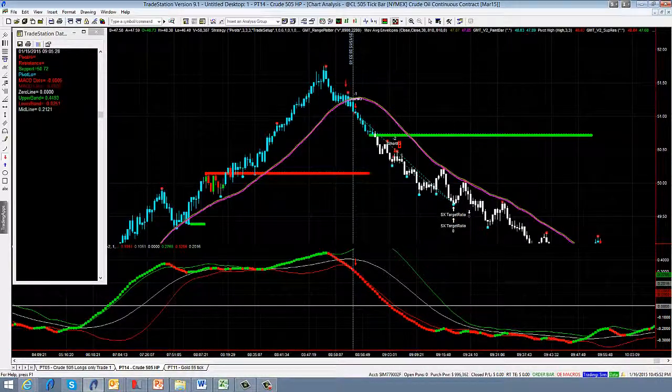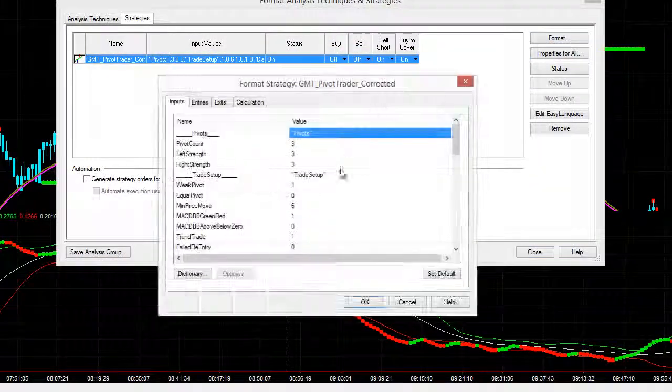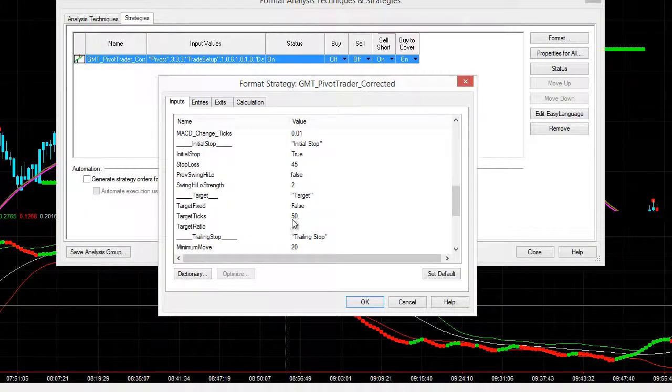As you can see, we've gone to target there. Now when we put on a trade like this on our pivot trader, we've got the option of doing a 2-to-1 or 3-to-1 on our reward to risk. So typically what we'll do in our strategy is look for a 2 or 3-to-1 on our reward to risk, and you'll see here that there's a target of 50 ticks, which is $500, or a ratio of 3-to-1.